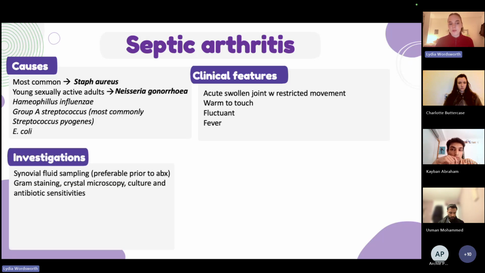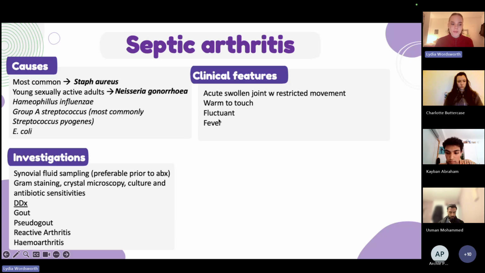So you want to do synovial fluid sampling. Ideally, you want to do this before starting antibiotics so it doesn't affect any culture. You also want to do gram staining, crystal microscopy, culture and antibiotic sensitivities. And I think, especially in an exam, always remember the differentials for septic arthritis because patients can present quite similarly. So we have gout, pseudogout, reactive arthritis, and haemarthrosis.